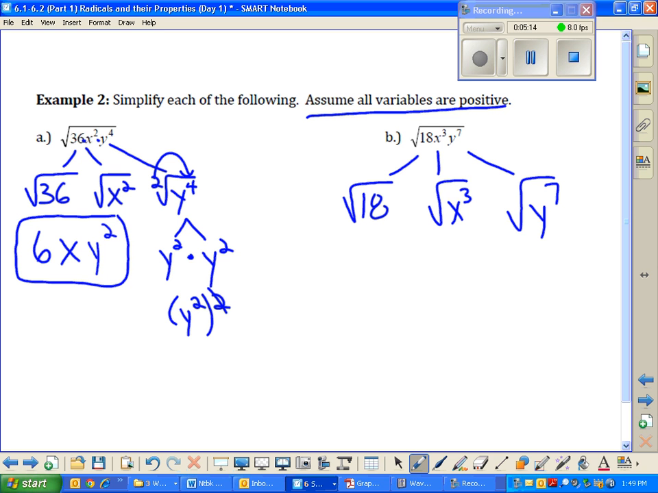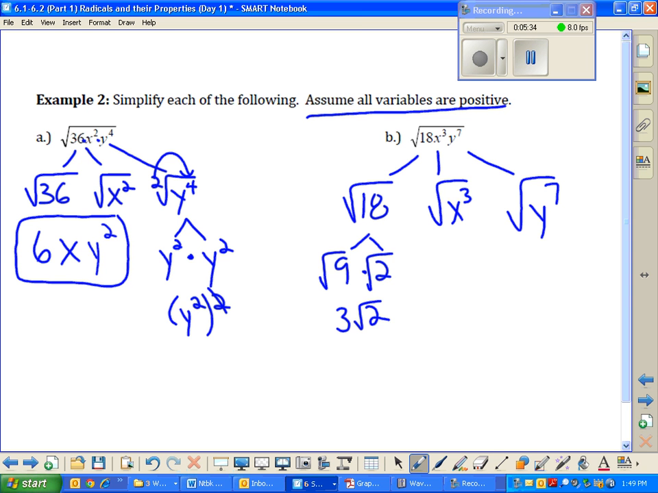It does break down into 9 times 2. Those are the perfect square factors. You're right about that. And then you square root each piece, so that is 3 root 2. So perfect square factors of x to the third. How do I break that radical down?